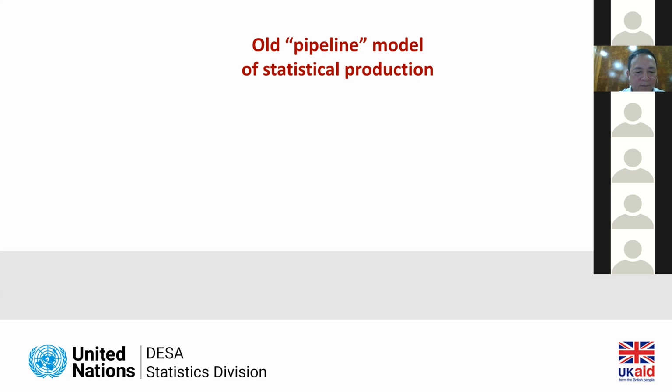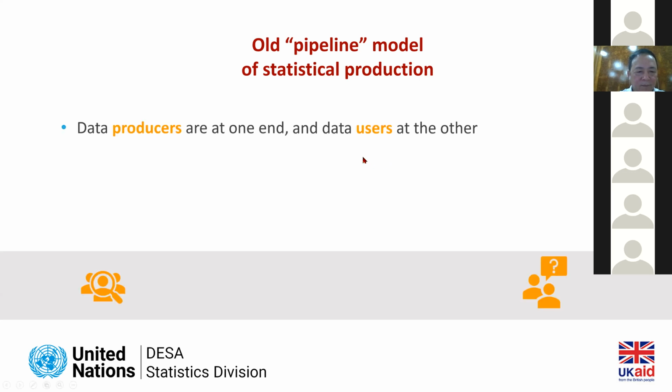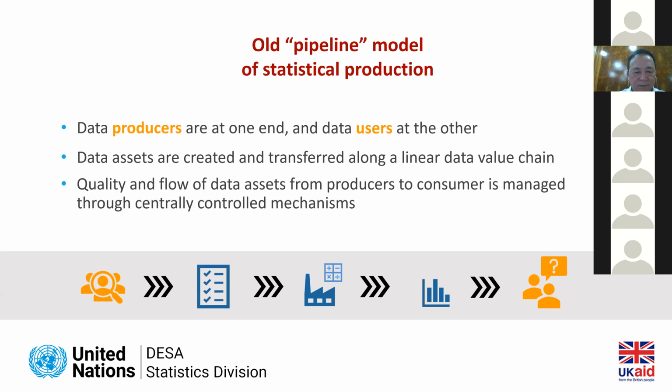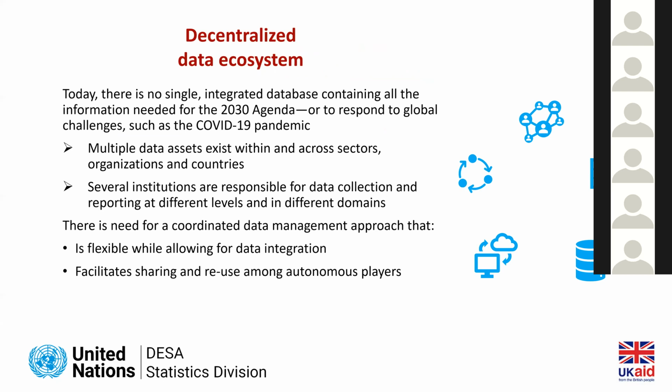So if we reflect on the old pipeline model of statistical production, in the past we had data producers at one end and data users at the other, and then through a linear data value chain, data assets are created and transferred, and the quality and flow of data assets from producers to consumers was managed through centrally controlled mechanisms. But now the situation has dramatically changed.